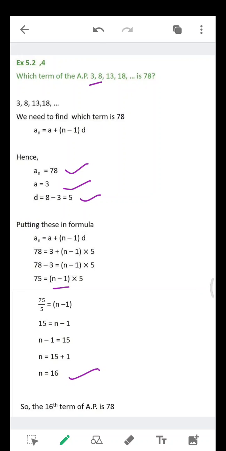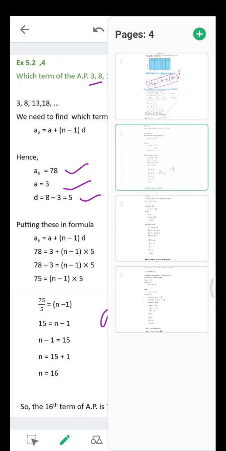So we have got the value of n. This 78 is the 16th term of the series. You can verify by finding the 16th term of the series, that will be 78. So this way we can find the value of n.